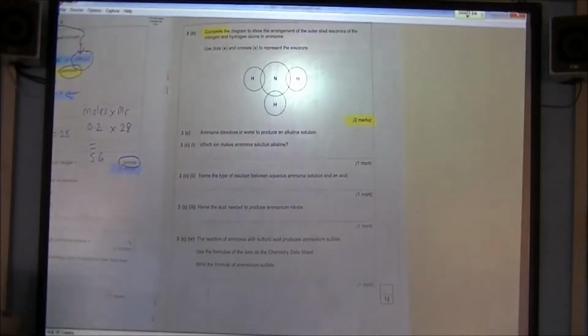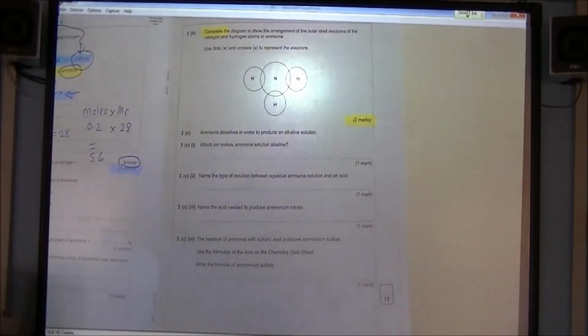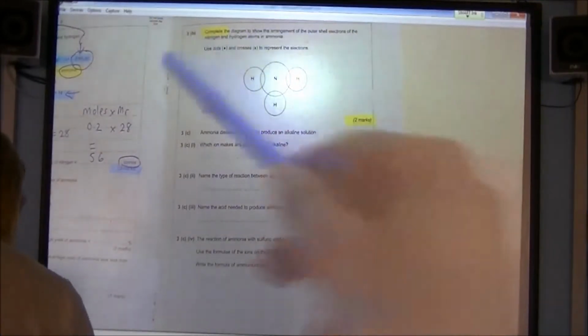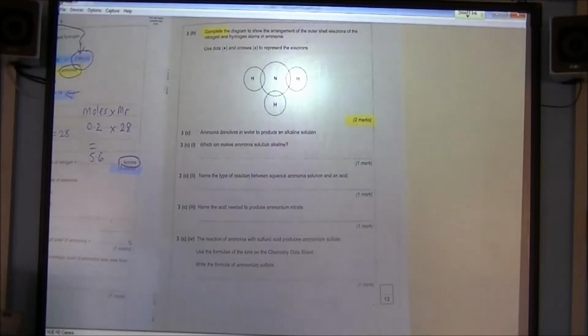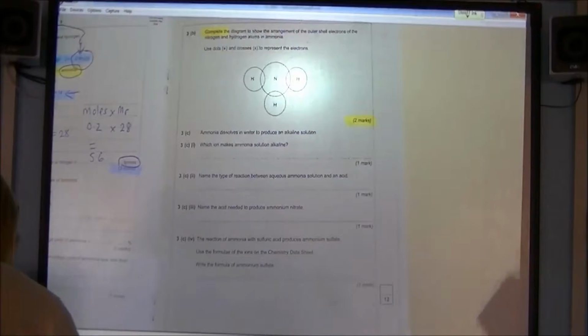The other clue is that I've got some marks down here on the right. This is not just a diagram. This is not just a picture. I've actually got to do something, but there are no lines to write on, so it's not that obvious. So look for the marks down the right hand side. There's 2 marks here. Something has to happen in this space.